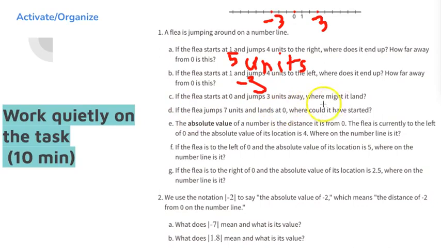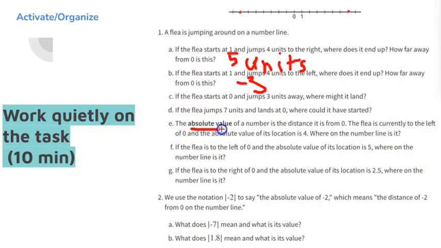What about here? If the flea jumps 7 units and lands at 0, where could it have started? Well, it doesn't say which way it jumps, right? So if it lands at 0, it could be all the way over here, right? 3, 4, 5, 6, 7. Here at 7. And it could have jumped 7 units to the left. Or it could have started at -7 and jumped 7 units to the right. So it would have been at one of those 2 opposites.